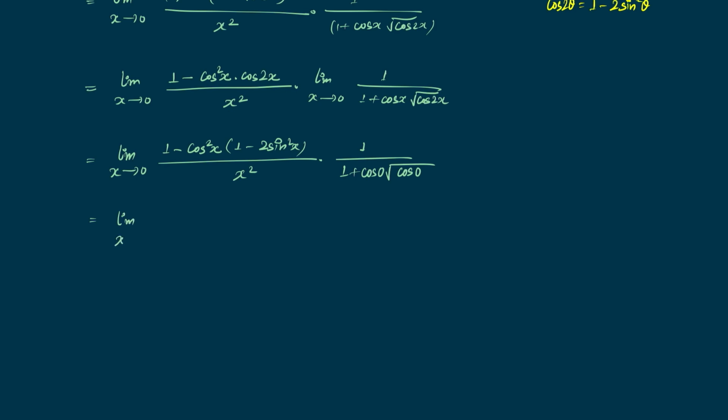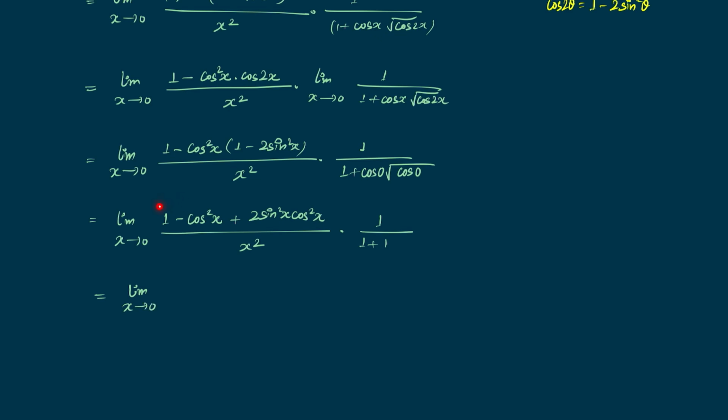limit x tends to 0, let me open the bracket, it will be 1 minus cos square x plus 2 sine square x cos square x whole divided by x square into 1 by 1 plus, see cos 0 is 1 and root over cos 0 is also 1, so it will be 1 plus 1, equal to limit x tends to 0.